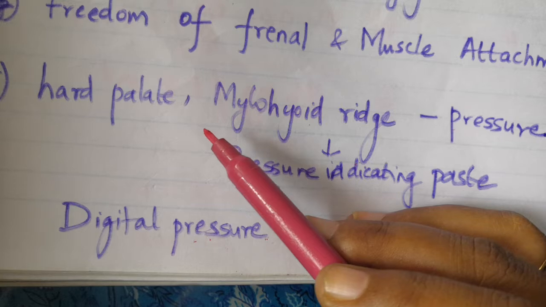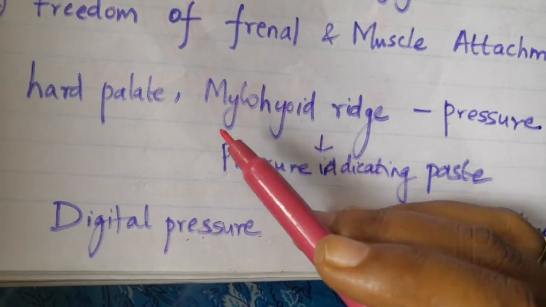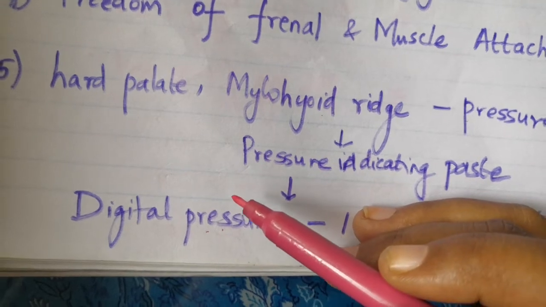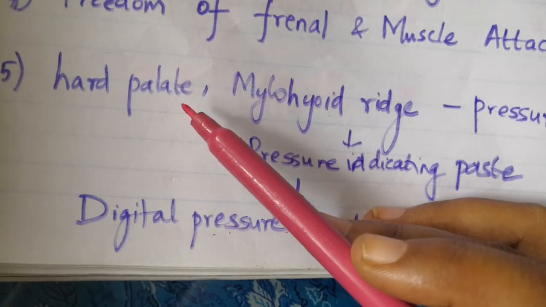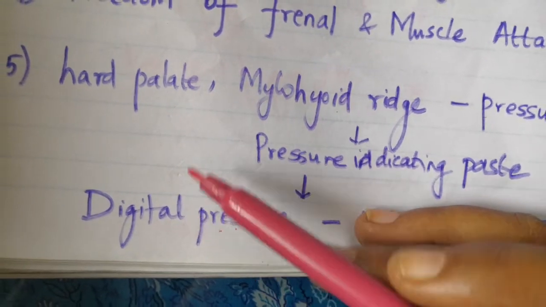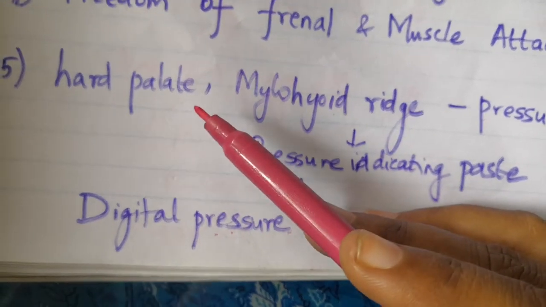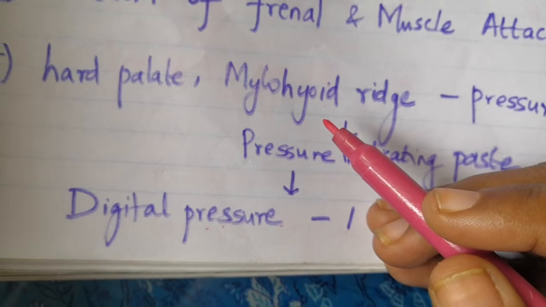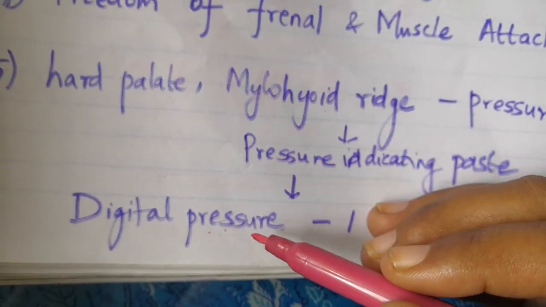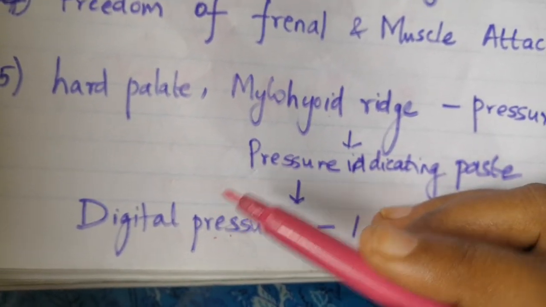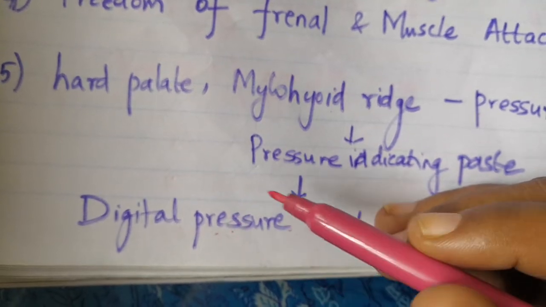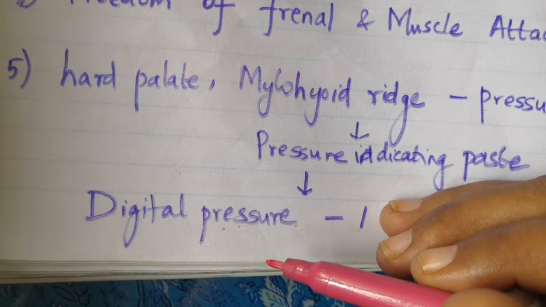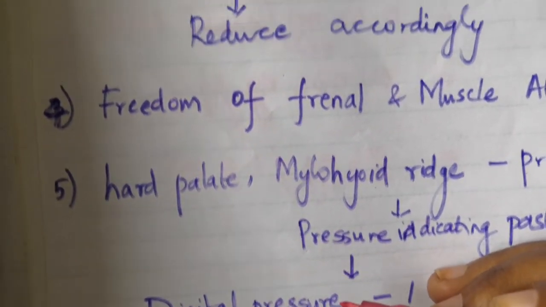Make sure you don't put the upper and lower denture in simultaneously and ask the patient to clench. That is totally wrong. One by one, place the maxillary denture with your digital pressure, find out the pressure points, remove the maxillary denture, and then place the mandibular denture. Look for the pressure points in the mylohyoid ridge with your digital pressure. Do that separately, one by one. You should not place them simultaneously and ask the patient to clench. That is an important point to remember.